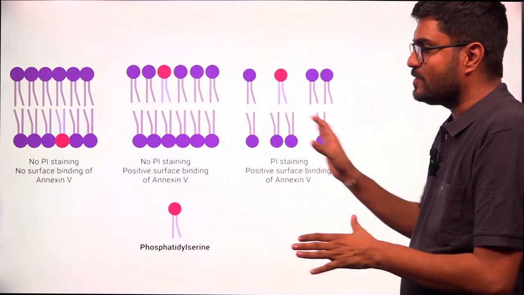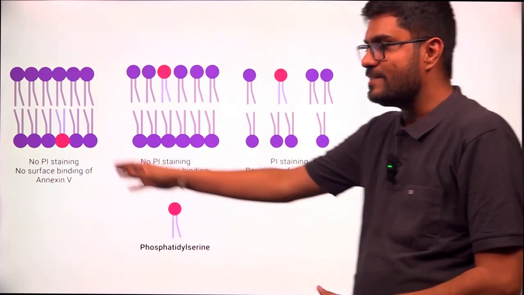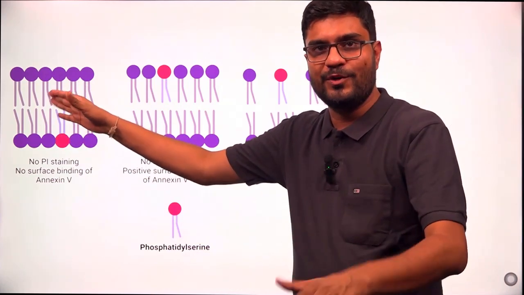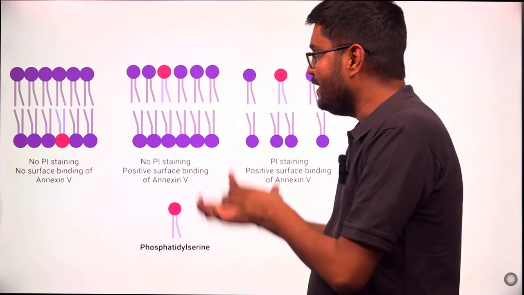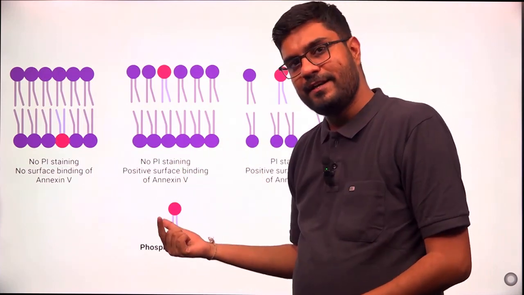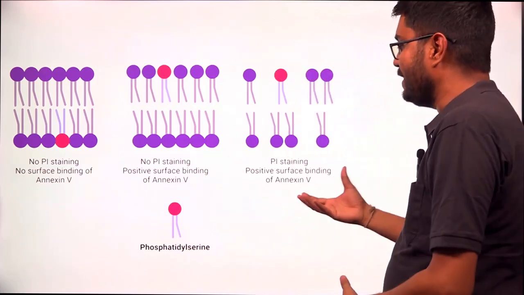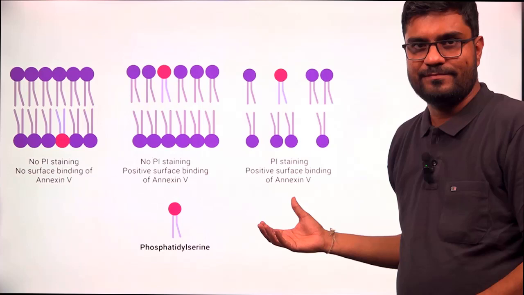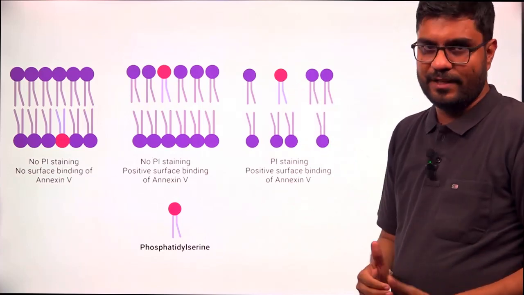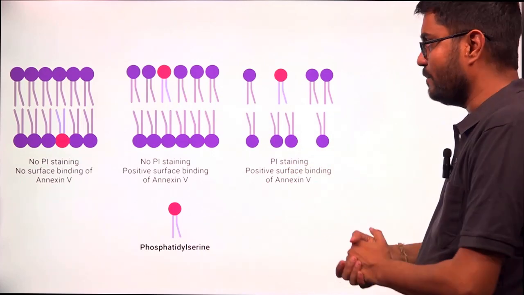So three types of cells can be there in a mixed population in our tube: healthy cells, no binding, no staining. Early apoptotic cells, with Annexin-5 binding but no staining with propidium iodide. And finally, dead cells, binding with Annexin-5 as well as positive staining for propidium iodide.